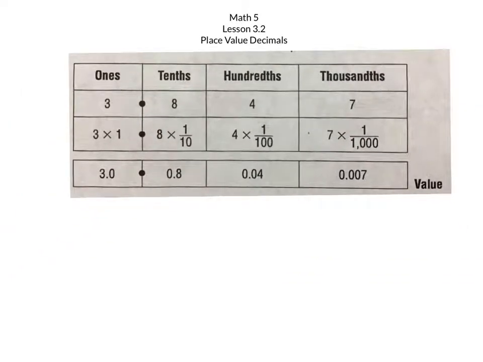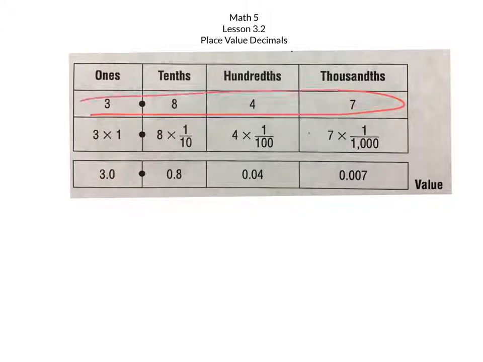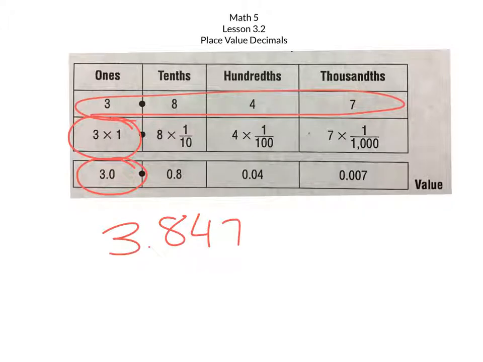So looking at this chart, you see that we have a decimal up here on the first row, which is 3.847. Okay, so this is the decimal they started out with. Then they broke it down into each place value to tell you what each value is worth. The whole number is just written as 3 times 1. If you're writing it as a decimal, you can say 3.0. That's the value. That's how much this number is worth.